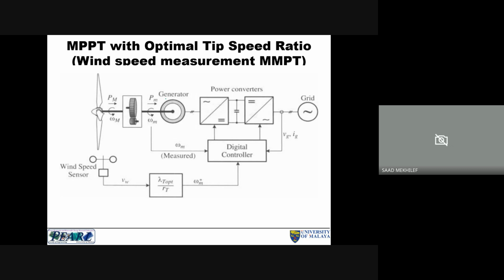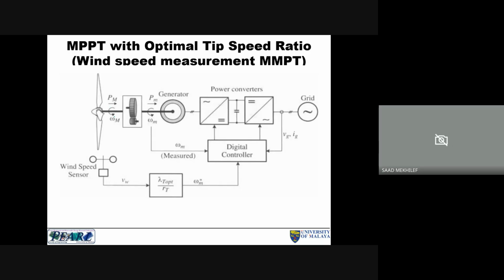So this is how the MPPT looks. If you look into this, you can see we measure the wind speed here, we have sensors, and then it goes to the MPPT, which gives you the omega reference, and then we adjust the control. So that's how the MPPT works for this.